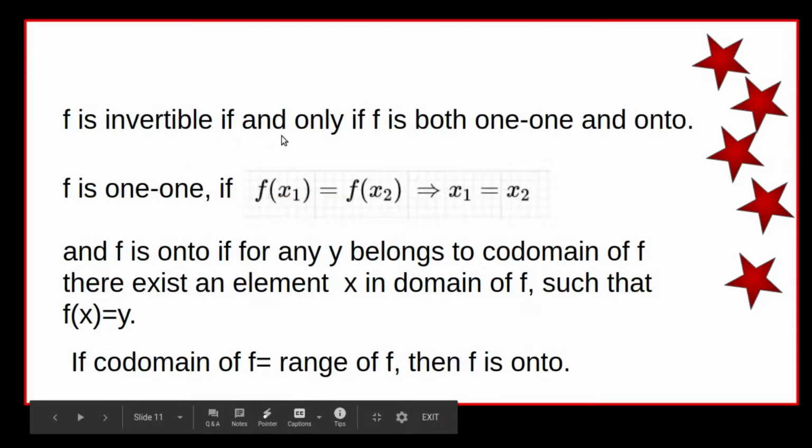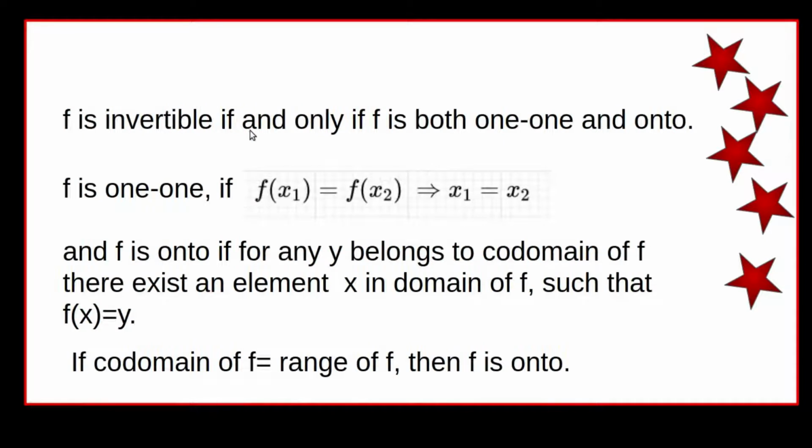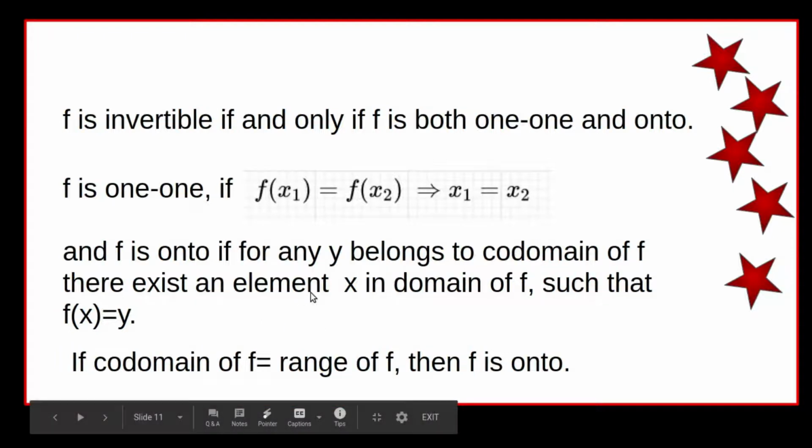f is invertible if and only if f is both 1-1 and onto. Now to prove f is 1-1, we have to prove that f of x1 equal to f of x2 implies x1 equal to x2. And f is onto if for every y belonging to the codomain of f, there exists an element x in the domain of f such that f of x equal to y. And if the codomain of f is equal to the range of f, then f is onto.